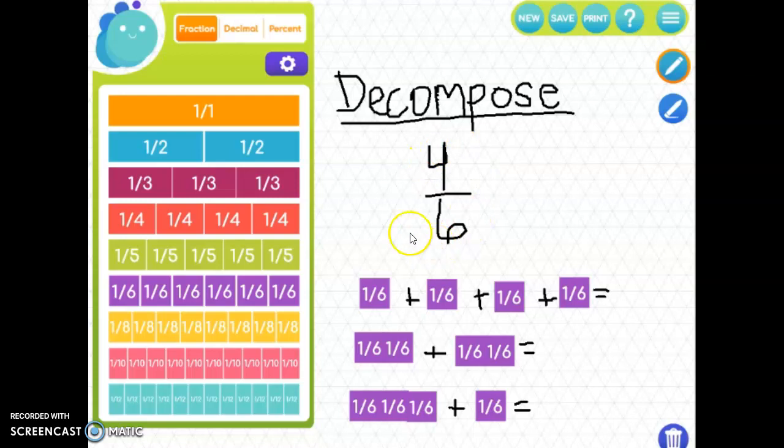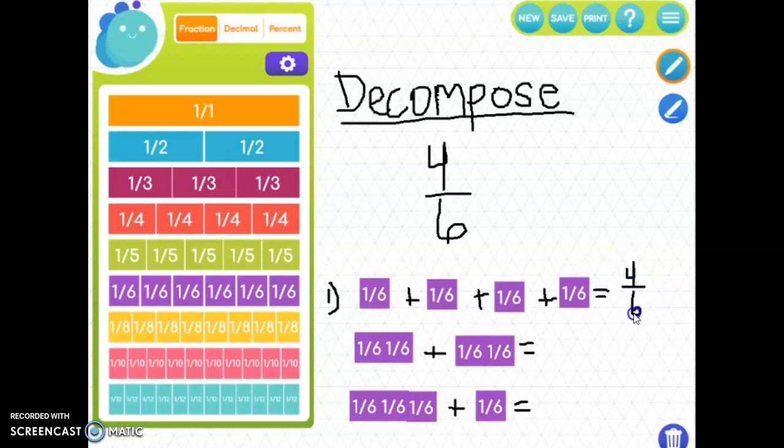We're going to break apart this fraction 4/6. And we can do that in 3 different ways. This first way can be seen right here. So I'd say this is the first way. We could do 1/6 plus another 1/6 plus another 1/6 plus another 1/6. And that would equal a total of 4/6.